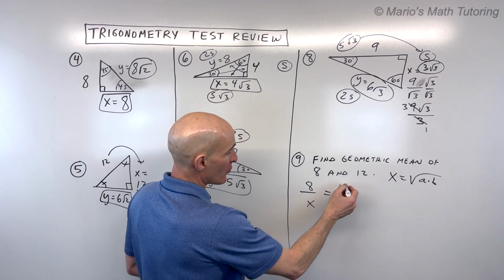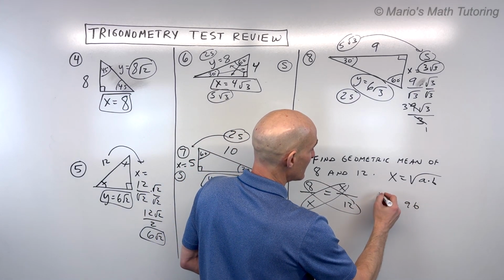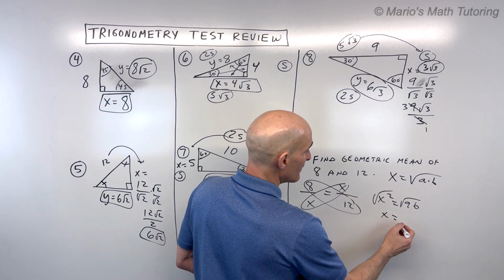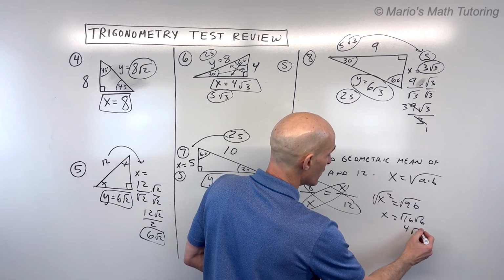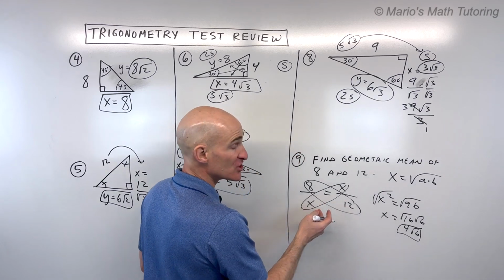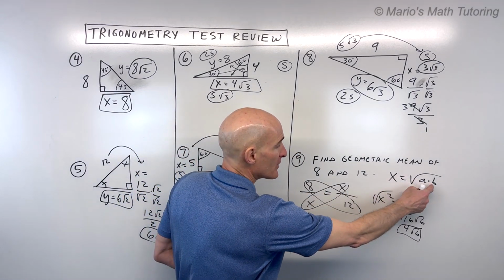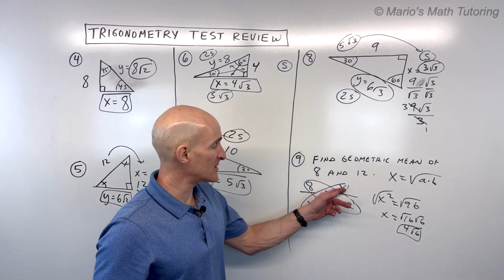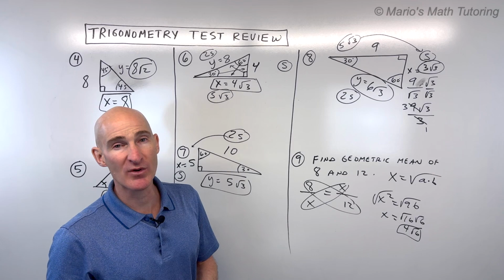x is here. If I cross multiply, I get x squared is equal to 96. And then if I take the square root, that's 16 times 6. Square root of 16 is 4. So 4 root 6 would be our geometric mean. Again, this is kind of like a shortcut. You just multiply the two numbers together and take the square root. But some people like to set it up as a proportion. This is, again, called the means extremes property.